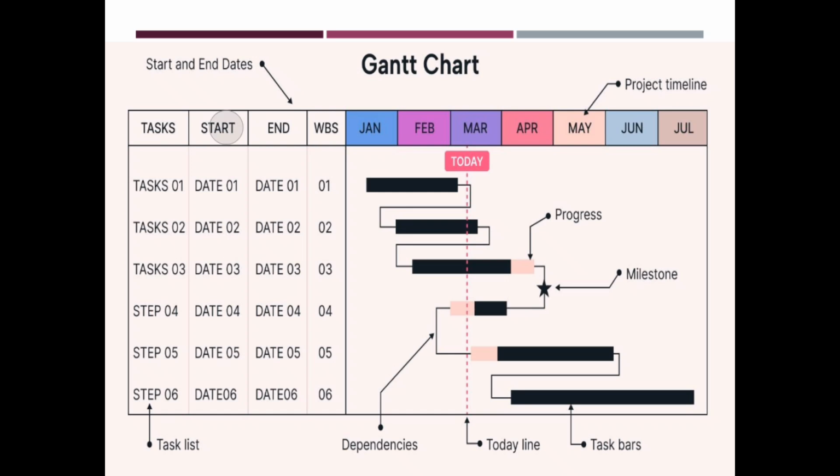From here I've got a calendar where we are starting date up to here date number 6. From here I've got where we are ending. Then from there I've got a work breakdown structure here from number 1 up to number 6. So work breakdown structure is most similar to the tasks. Then here I've got another calendar from January up to July.